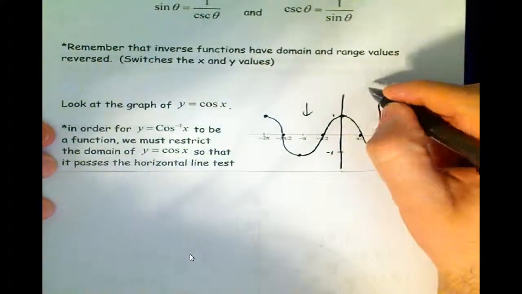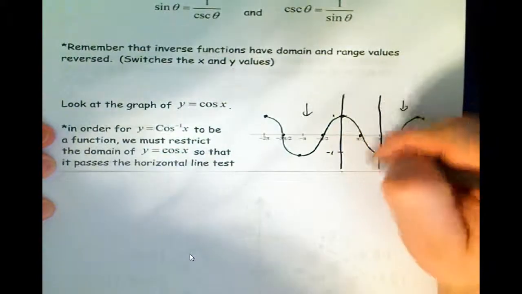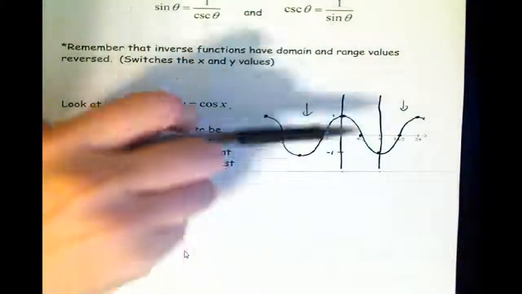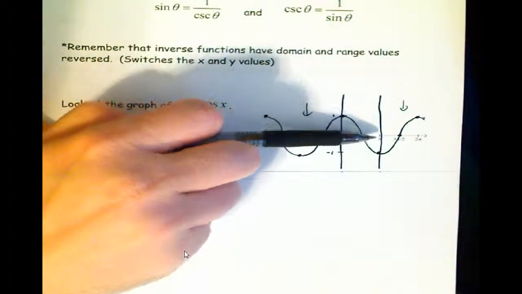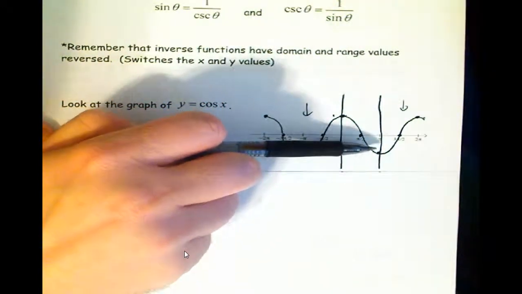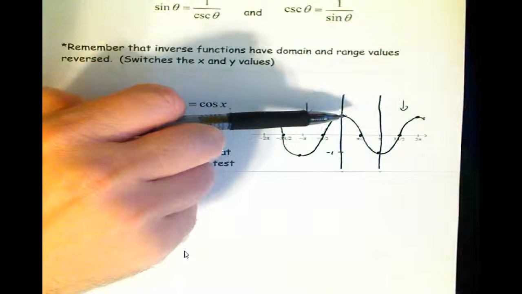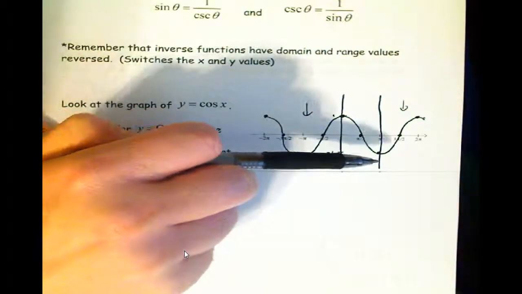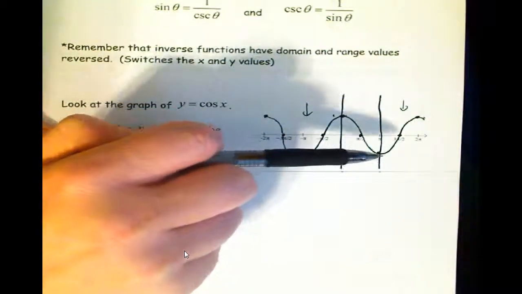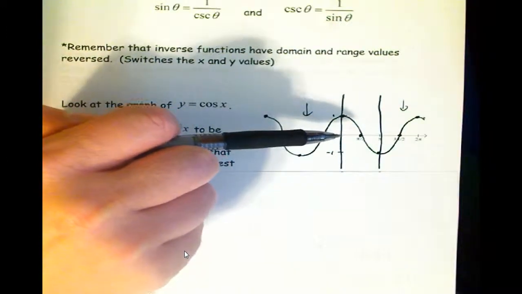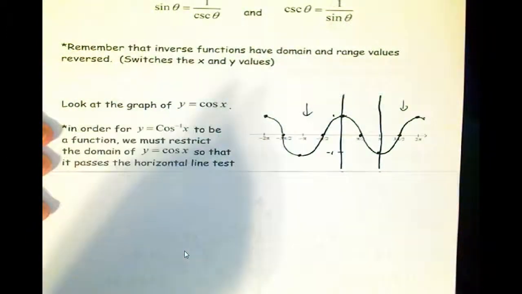Okay, so I know that's kind of hard to understand. They cut this graph so that it would now pass the horizontal line test. So your inverse actually only covers this little section. Okay, from 0 to pi. And that's actually very important to know. It goes from 0 to pi. Okay?